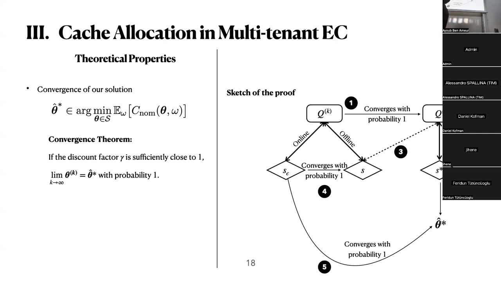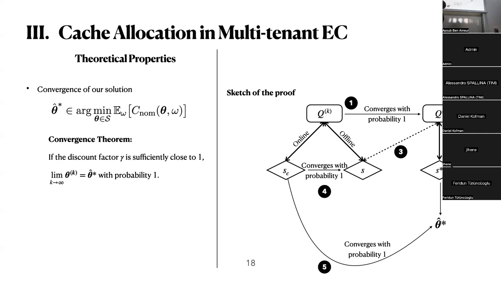Yeah, so here, for instance, why does it have to be close to one? Actually, theoretically, we compute this limit by computing the difference of cumulative costs between the discrete optimal allocation and our allocation. And this difference of cumulative costs depends on gamma, and the probability will go to one when the limit of gamma goes to one. So theoretically, that's why we choose gamma close to one.